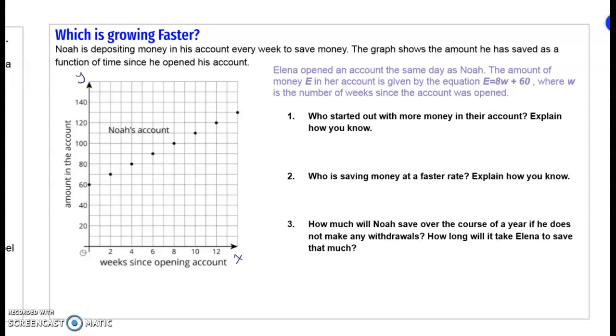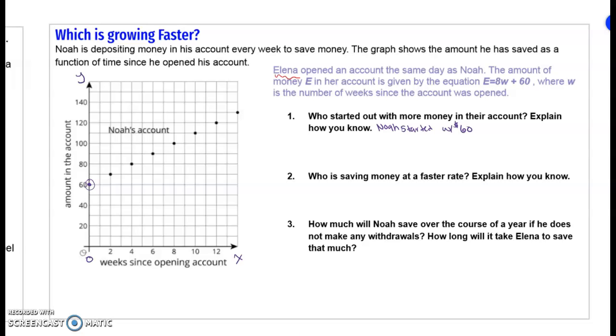So what we can do is look at 0, because that is the original amount he started with. Meaning this is the amount that he put into his bank account before any weeks started. So it looks like for Noah, he started out with $60. So I'm going to put down here, Noah started with $60.